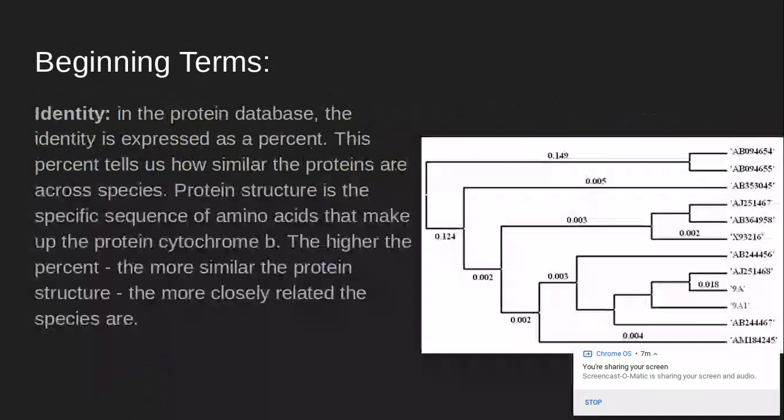So let's say we compare two species and it kicks out an 87% identity. What that means is 87% of the amino acids that make up those two proteins are exactly the same in exactly the same order. So of course, a higher number means that the species are more closely related, and a lower number means there's less similarities in their genomes and their proteins, and so they're more distantly related.